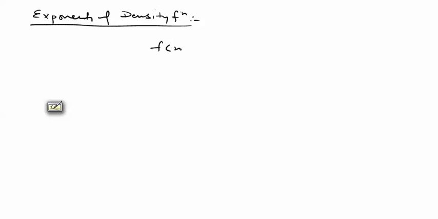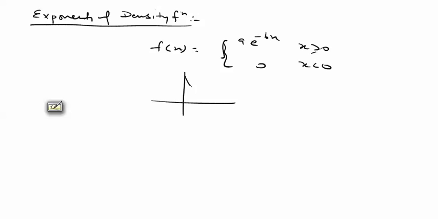Exponential density function. An exponential density function, f(x), is denoted as a e power minus bx, for x greater than 0. I draw the PDF of it.